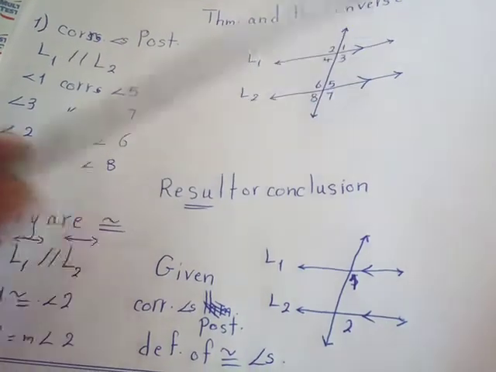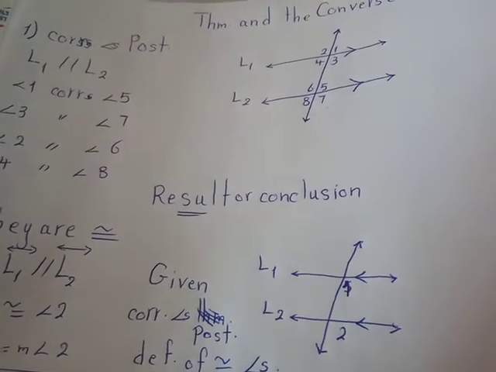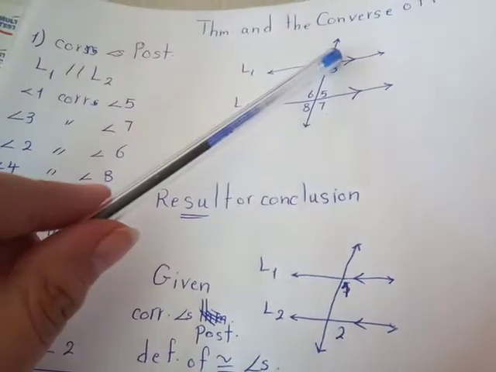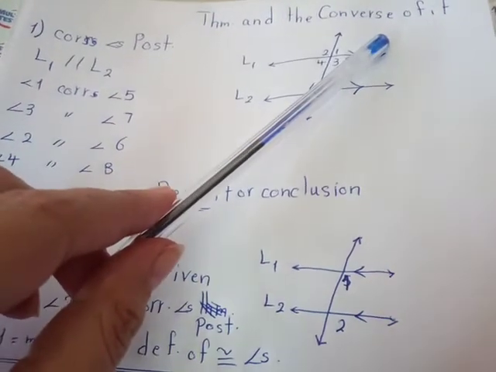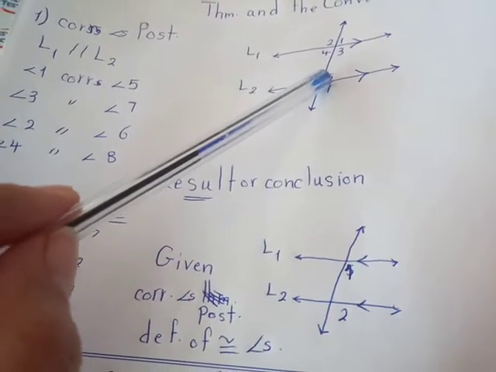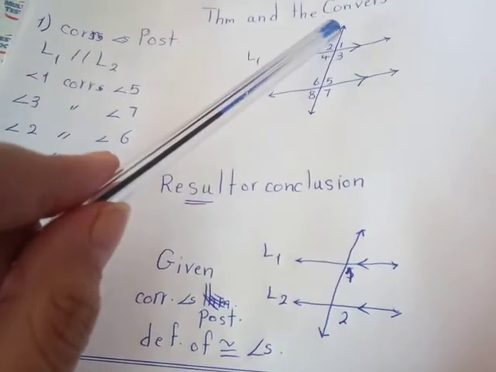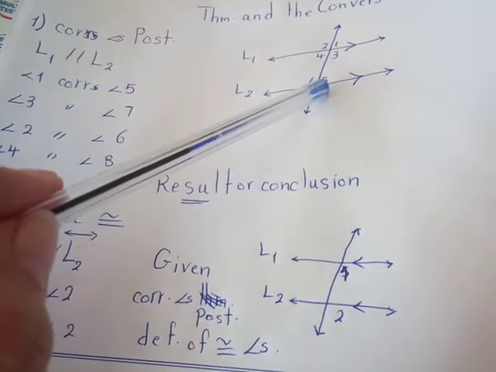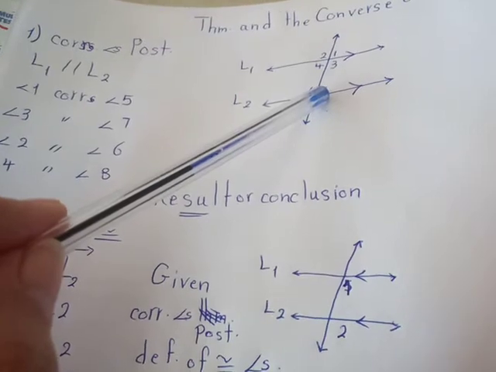We said before, what is the meaning of corresponding angles? It means two angles have the same position. So angle 1 is up and on the right. And also angle 5, up and on the right for the second line. So the position for angle 1 and angle 5 is the same. So they are corresponding angles.